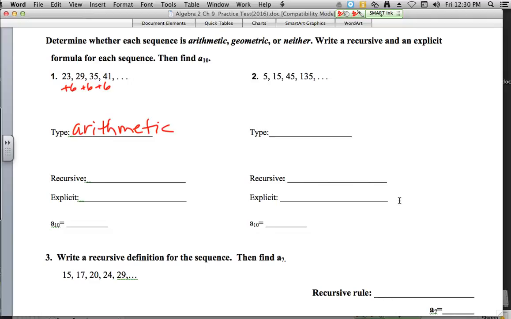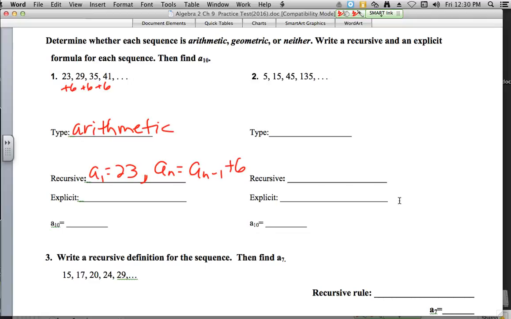So I go to my sheet that I get on my test and I notice recursive says I have to give them the first term. And I'll put this in the slot here, and that's 23. But then I have a comma here because I also have to give them the rule, and that rule would be to find any term, take the previous term, and just add 6. So that takes care of the recursive.